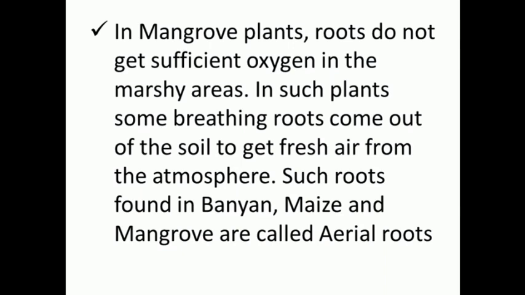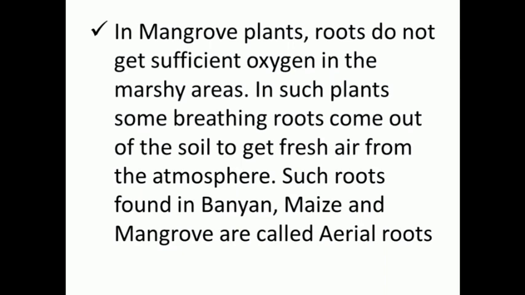Now in mangrove plants, roots do not get sufficient oxygen in the marshy areas. Mangrove plants are found exclusively in marshy areas. If you go to areas like Sundarban, you will find such plants growing there. In such plants, some breathing roots come out of the soil to get fresh air from the atmosphere. Such roots are found in banyan tree, maize, and mangrove, and these roots are also called aerial roots. Aerial means air. Since they are growing outwards and coming out in search of air, they have been named aerial roots.